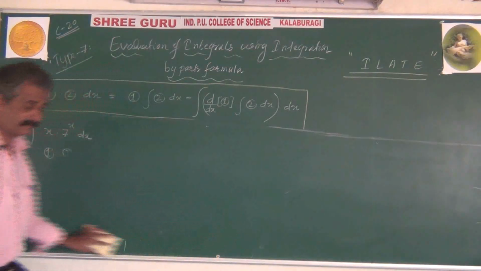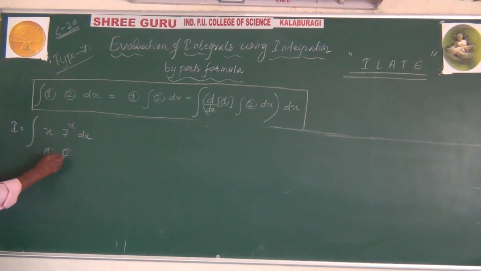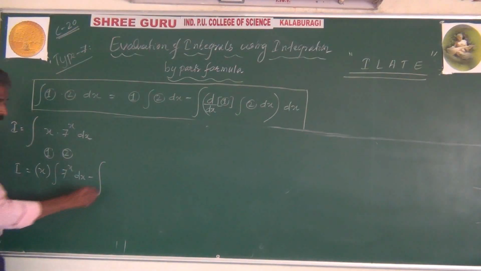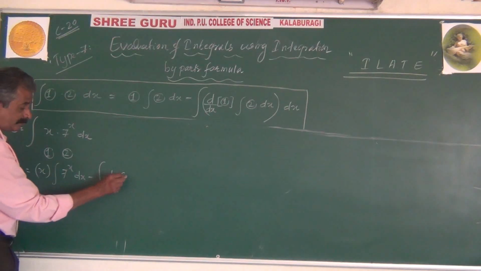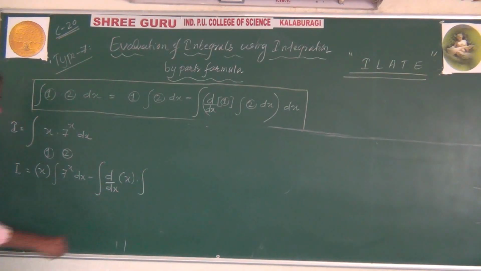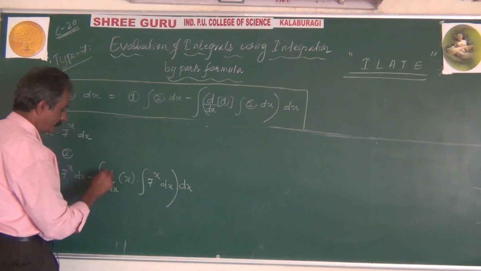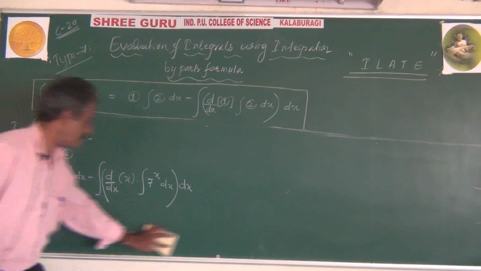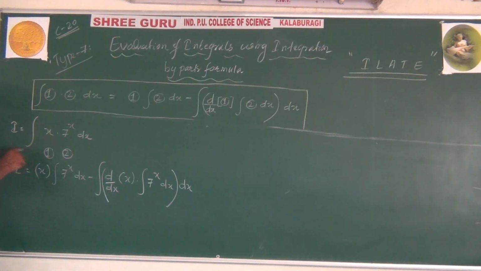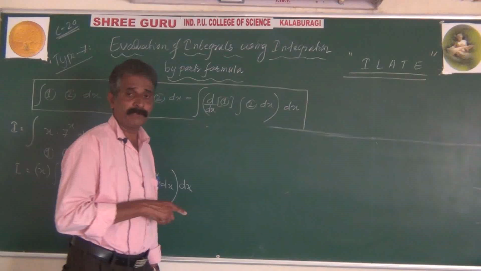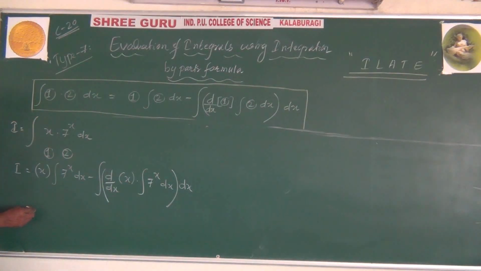And let's use integration by parts. Using the integration by parts formula, you write: first function x as it is into integration of 7 power x, minus integration of differentiation of first, meaning differentiation of x, into integration of second, meaning integration of 7 power x, dx.